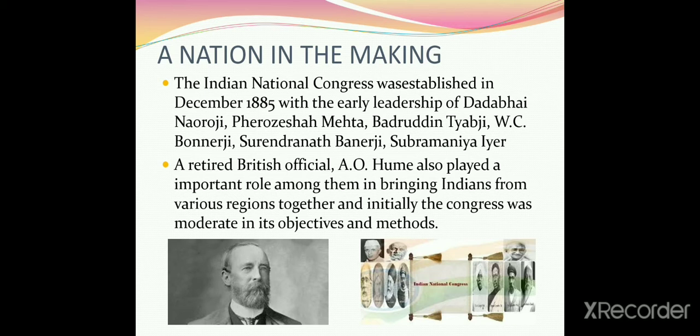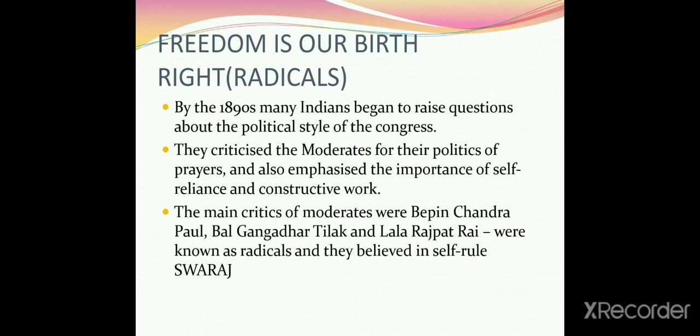Initially, the Congress was moderate in its objectives and methods. Freedom is a birthright, said the radicals. By the 1890s, many Indians began to raise questions about the political style of the Congress. In Bengal, Maharashtra and Punjab, leaders such as Bipin Chandra Pal, Bal Gangadhar Tilak and Lala Lajpat Rai were beginning to explore more radical objectives and methods.